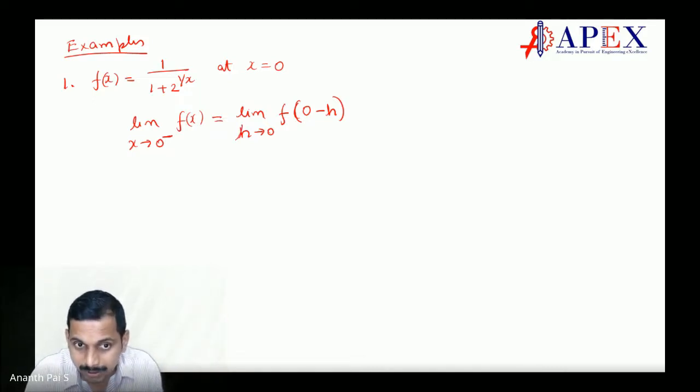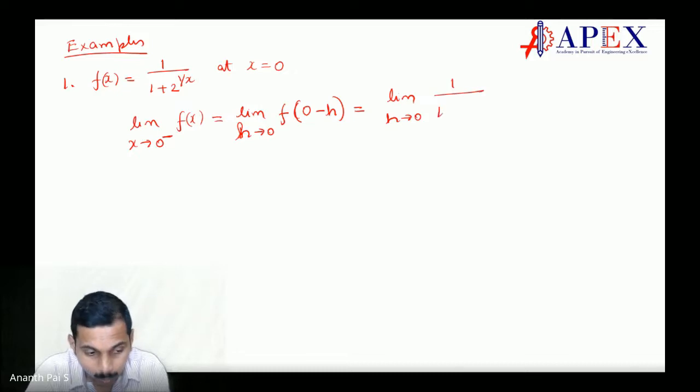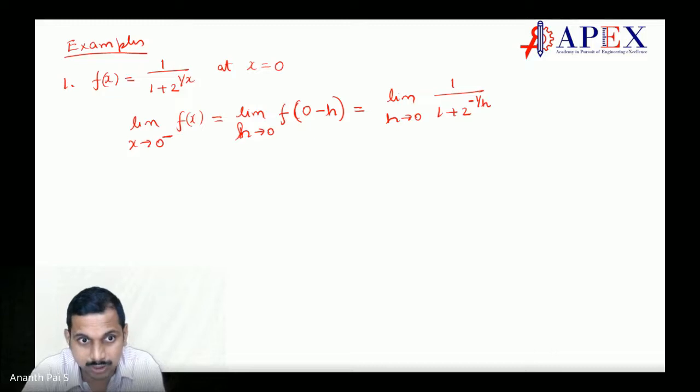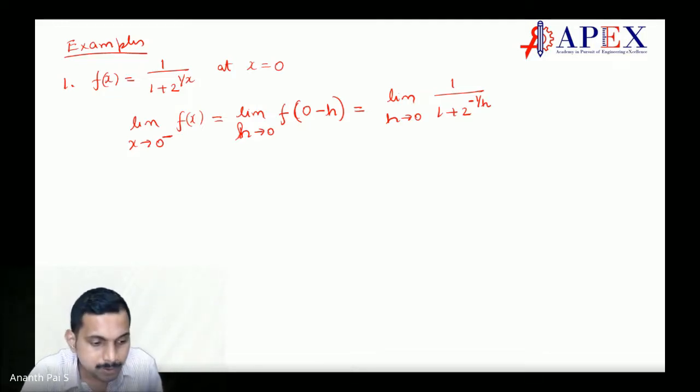So limit h tending to 0 of f of 0 minus h is equal to limit h tending to 0 of 1 by 1 plus 2 raised to minus 1 by h. Make sense? Wherever x is there, I am putting minus h, because it is 0 minus h, correct? So as h tends to 0, this will come as minus infinity, correct?